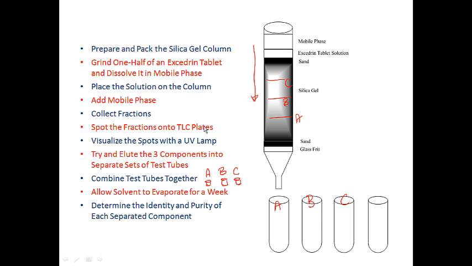So these are the overall steps. We need to pack the column, then we need to put the Excedrin tablet components on the column, separate those out, collect the fractions, and then analyze each fraction to see what, if anything, is in there.